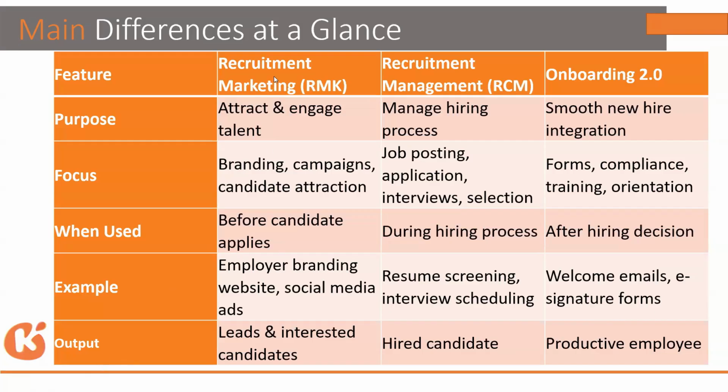And here you can see the output. Recruitment marketing basically helps you reach interested candidates. Recruitment management is basically when you've hired a candidate, it's the selection process. And onboarding 2.0 is just the phase when employees join the organization, so that's where you use the onboarding details. So that is the basic difference between the three: recruitment marketing, recruitment management, and onboarding.